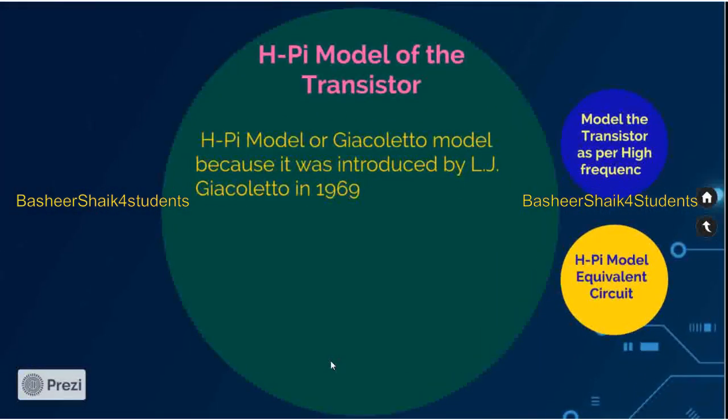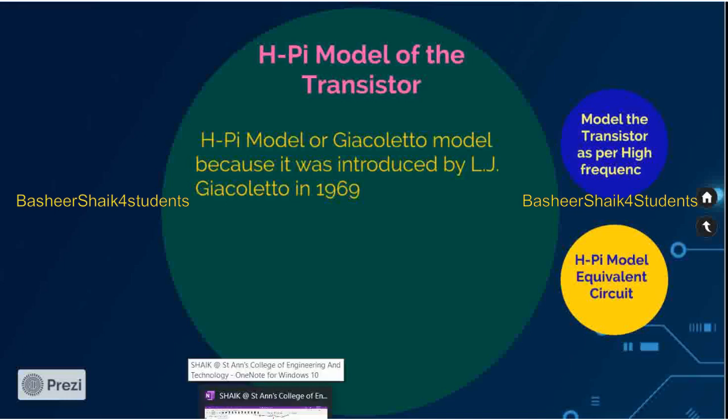The hybrid-pi model of the transistor was introduced by L.J. Giacoletto in the year 1969. Coming to the modeling of the transistor at high frequency.